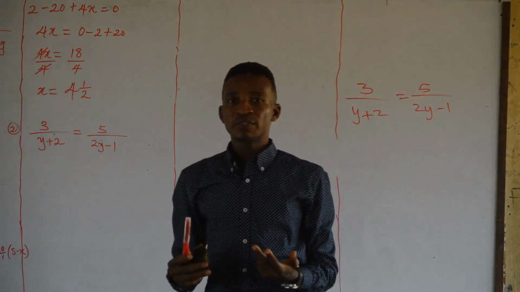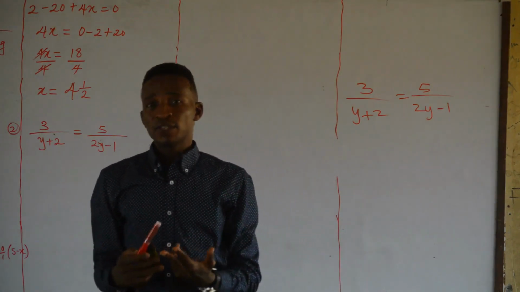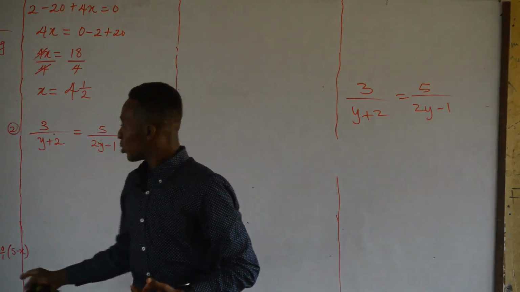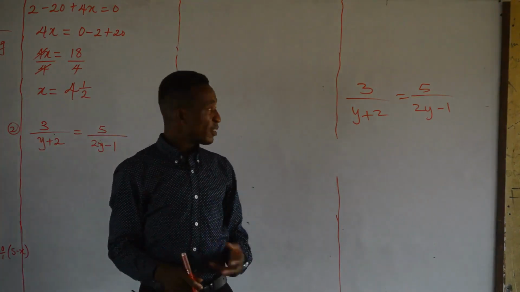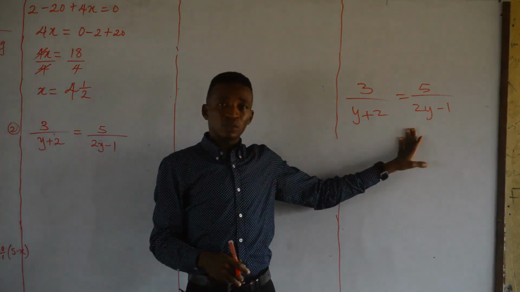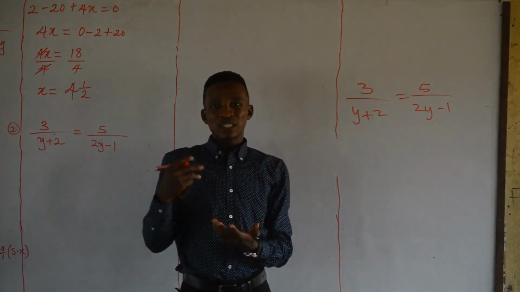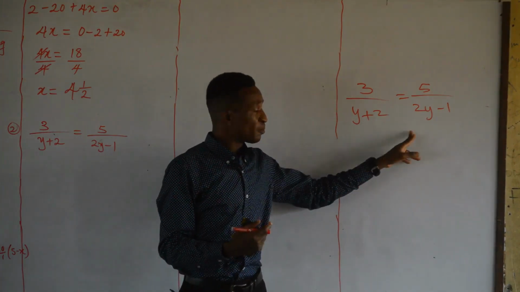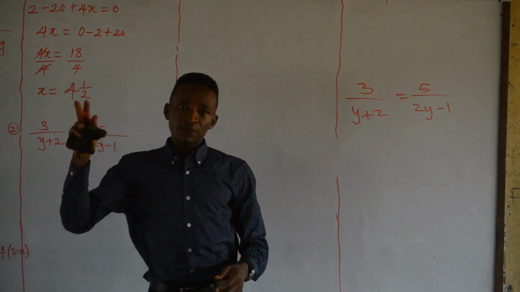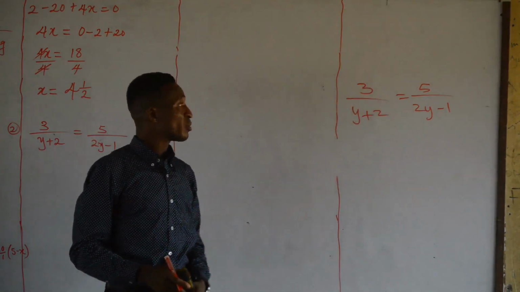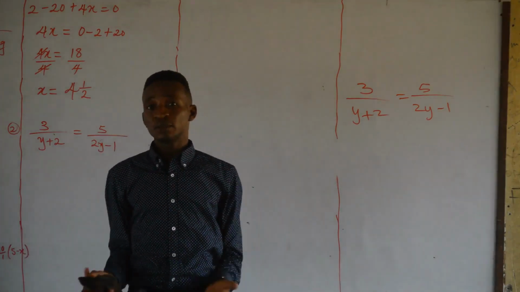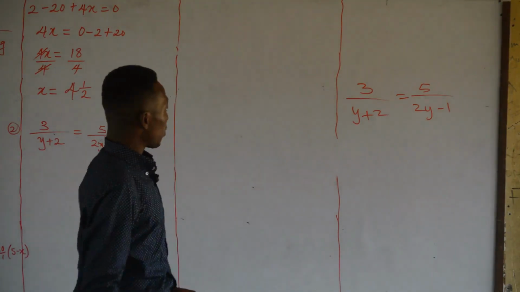I love this second question, and I'm going to use two different methods to solve it. Now, the first method I'm going to use is the method we used here, that's multiplying all through by the LCM. So the first thing we need to do is to know what the LCM is in this case. And the second method is just for me to cross multiply. When you cross multiply, everything becomes very easy for you. So let's see how we are going to do that.